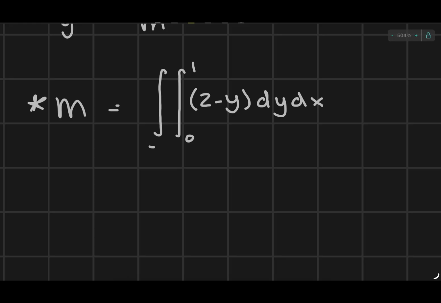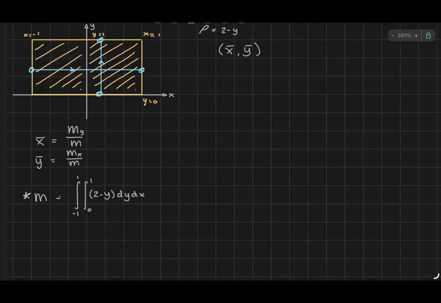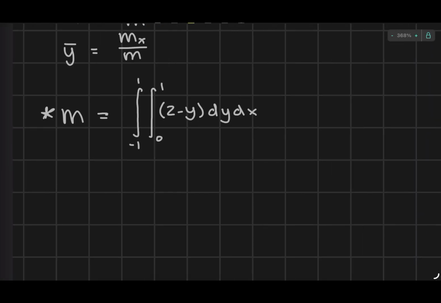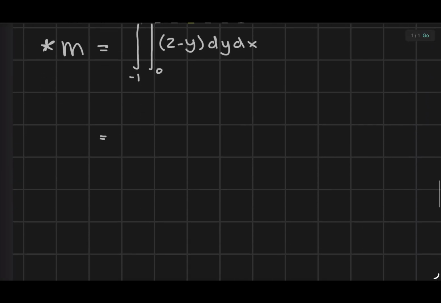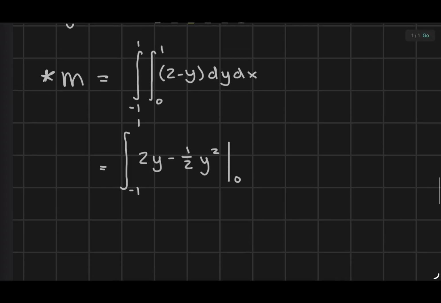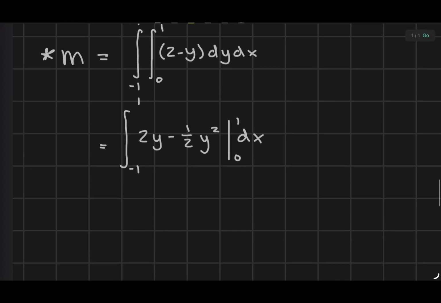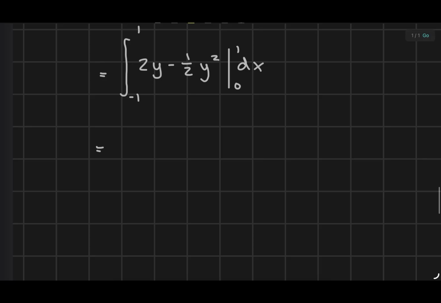And similarly, our bounds for x are going to be negative 1 to 1. We kind of drew that out there. So let's just go ahead and solve this. We're going to have the integral from negative 1 to 1 of 2y minus 1/2 y squared, evaluated from y is equal to 0 to y is equal to 1 dx. This is just going to be 2 minus 1/2. 2 minus 1/2 is just going to equal 3/2.